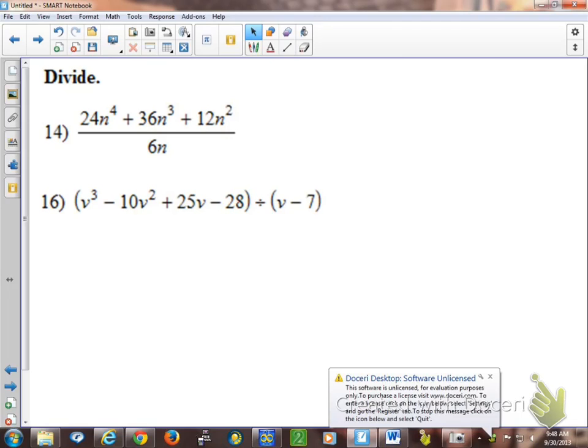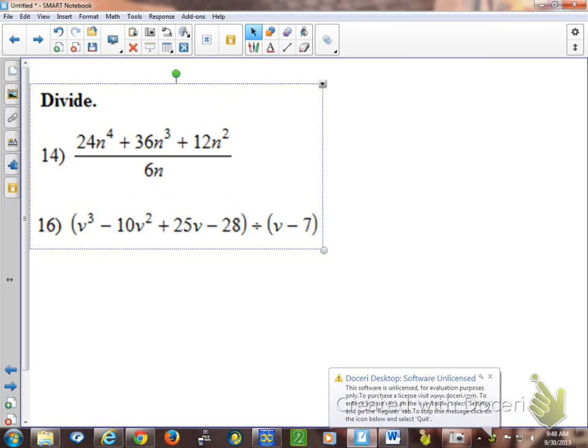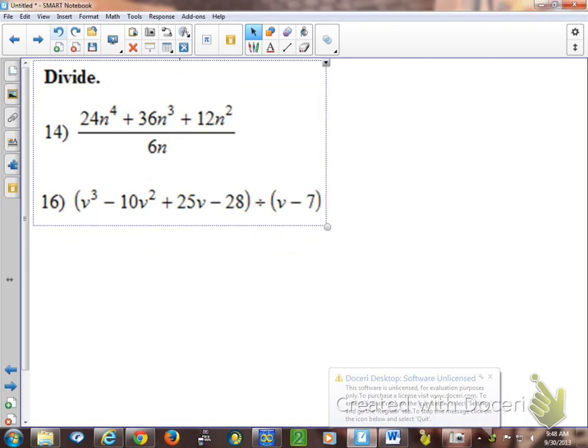What's 24 divided by 6? 4. 4 into the fourth divided by n into the third, so it's 4 into the third. 36 divided by 6. 6 into the second. Just keep going, Tyler.